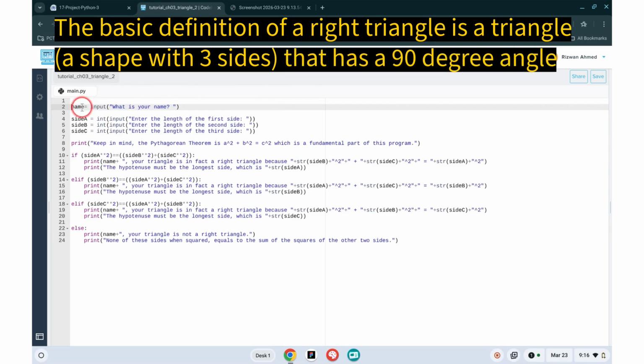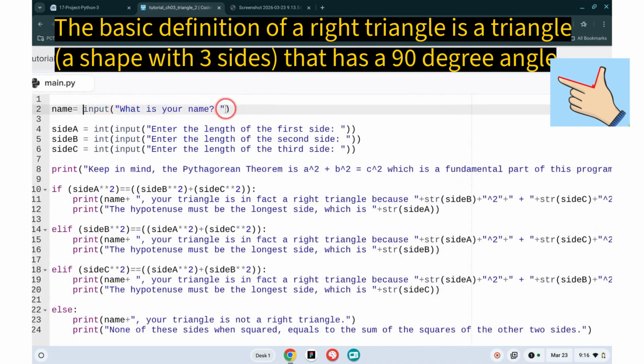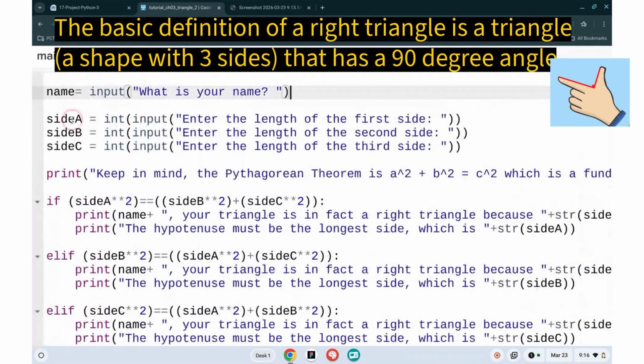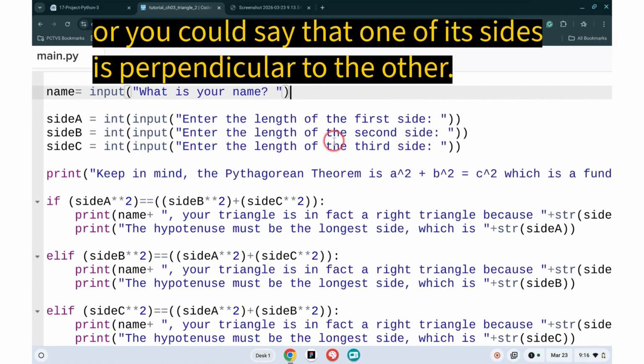First we have this variable assignment statement, which is being assigned to an input, which says what is your name. This will be used later on in the program to refer to the user. Then we have another variable assignment statement. This is an integer. It says enter the length of the first side. Then we have another variable called side B, which is an integer. It says enter the length of the second side. Then we have another variable called side C, which is also an integer, and it says enter the length of the third side.